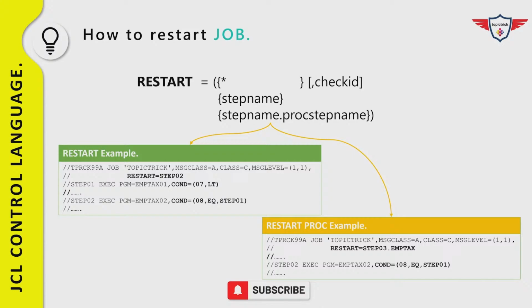And the third one is to specify a step which is included in a proc. So for example, you're using a catalog procedure and your job failed in any of the steps which are included in the catalog procedure. So you can use stepname.procstepname to specify the step within the proc from where the JCL should be restarted. And finally, the last one is checkid. It is generally used to specify the name of the checkpoint at which the system should restart the execution.